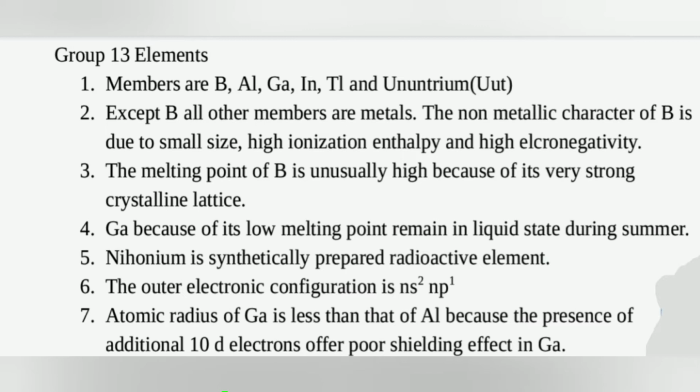And the second member, aluminium, is the most abundant metal and the third most abundant element in the earth's crust after oxygen and silicon. Its important minerals are bauxite and cryolite. Then one more is mica. Then gallium, indium, and thallium are less abundant elements, as is obvious from the table.